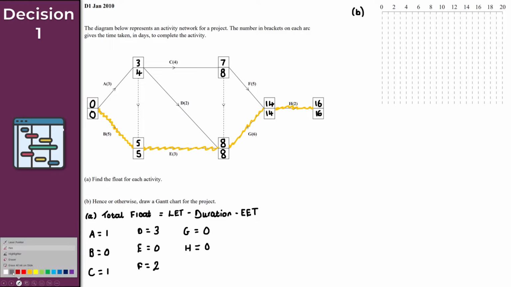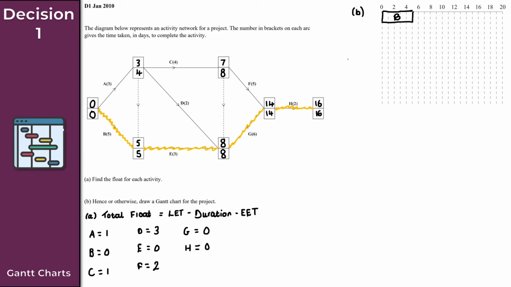So going back to my original pen color then. So for activity B here, that has a duration of 5. So we start from 0 here, and we go to 5, which would be here. Like so. And there we have it. This here then is activity B. So when you draw the bar here, make sure you indicate the correct activity here. So that is activity B.